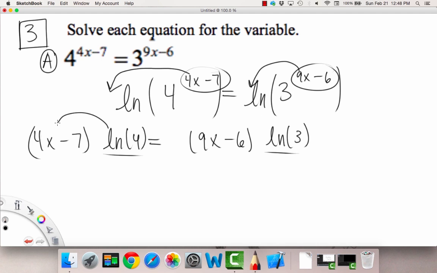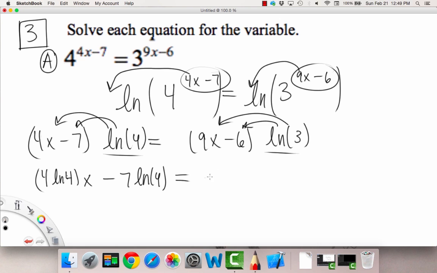Okay, so what we're going to do is just distribute those in here, distribute it on this side as well, and we're just going to solve for x using normal algebra. So we get 4 times ln of 4 times x minus 7 ln of 4. Okay, and this is equal to 9 times ln of 3 times x minus 6 times ln of 3.